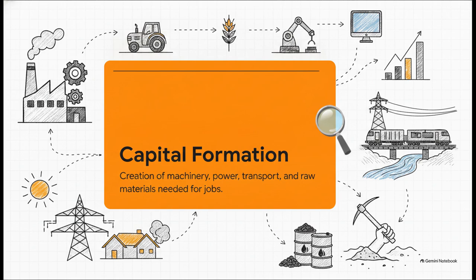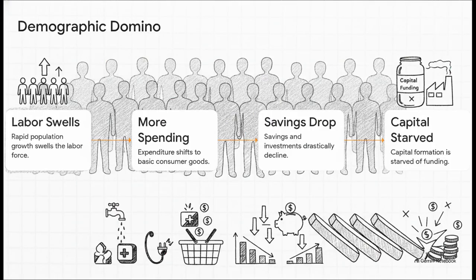And look, capital formation isn't just some dry econ buzzword. It's the actual physical creation of essential machinery, power grids, transport networks, and raw materials. Without these physical assets, growth in both farming and industry hits an absolute brick wall. You literally cannot open a new factory or modernize a farm without power, transport, and machinery, right? But here's where the squeeze really happens. That lack of capital collides violently with our fourth cause, rapid population growth.